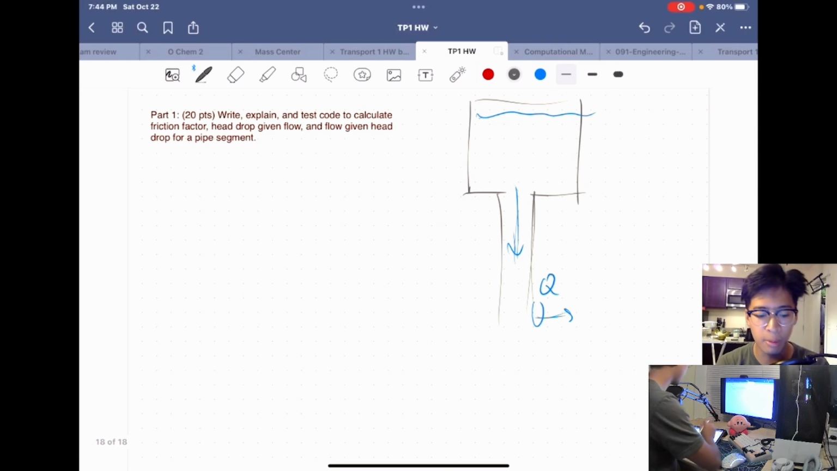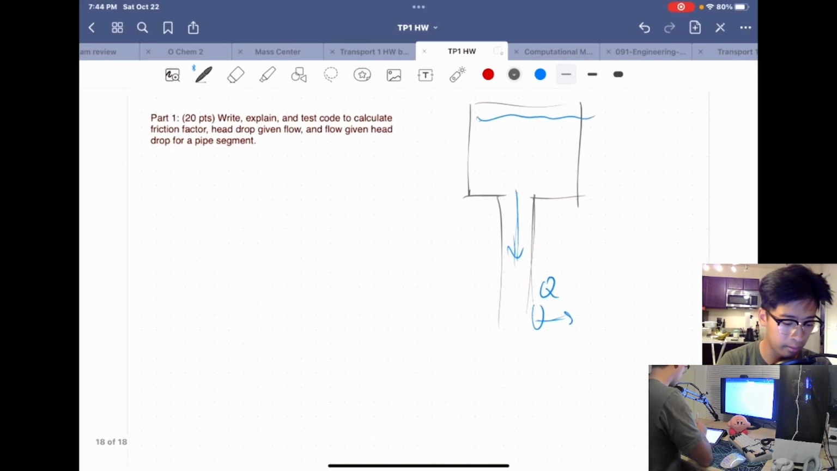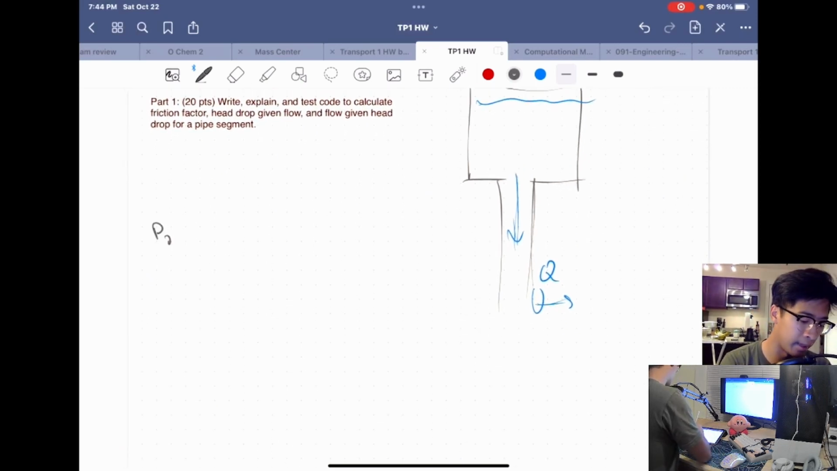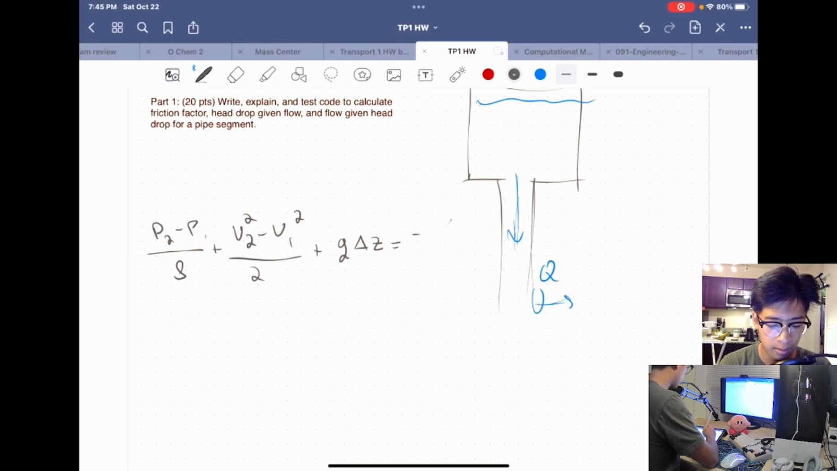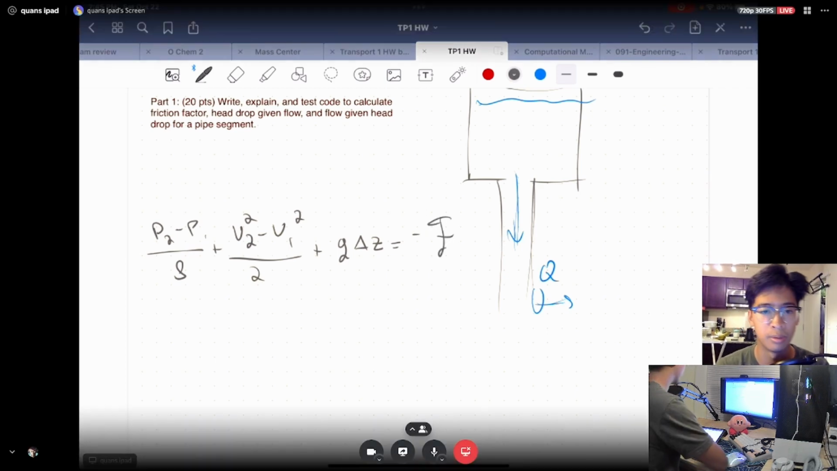Okay, and like most things in Transport 1, this starts with the concept of Bernoulli's equation. And you've seen that plenty of times now. It looks something like this, right? And then the velocity term, and the gravitational term. And this is all equal to frictional heating, right? In this case, frictional heating is not negligible.